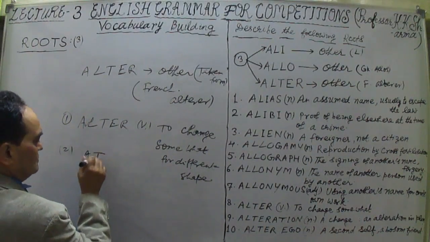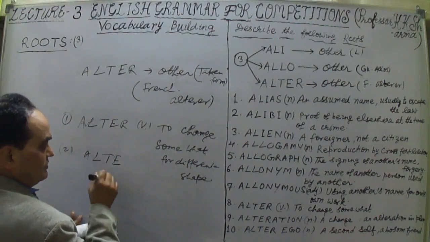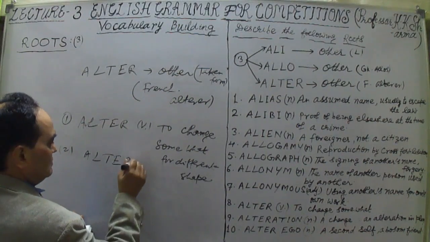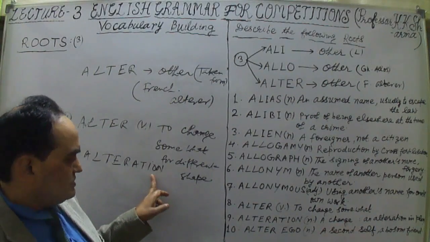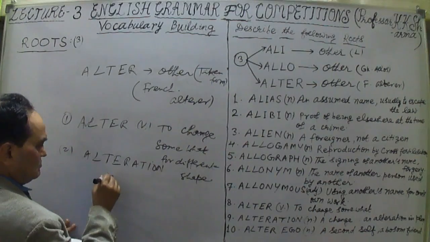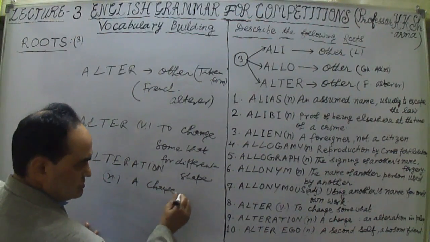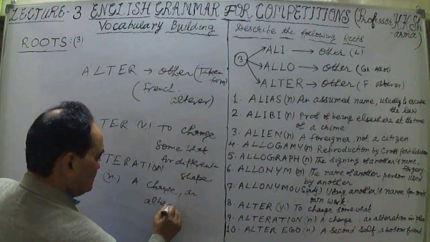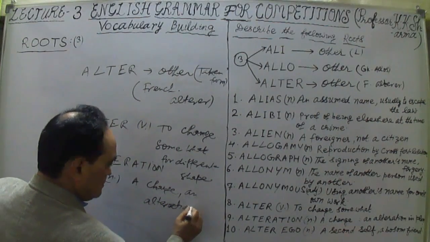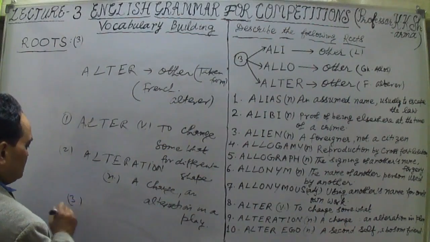Okay, this is now second one. Alteration, activity of. Alteration, noun. This is noun here. That means a change. The activity which has been done, change. An alteration in a play. Example is an alteration. An alteration in a play, anything. In a play, in a drama, in a music, alteration in a music, alteration in a bird, anything.